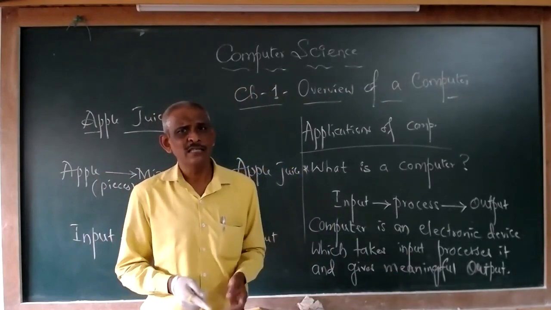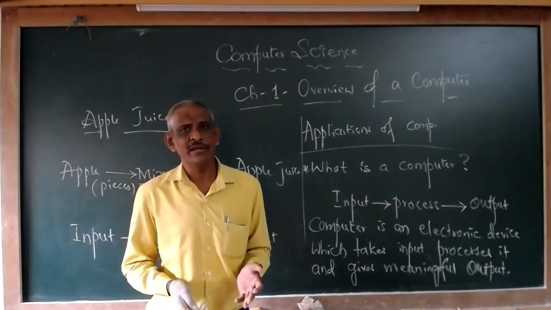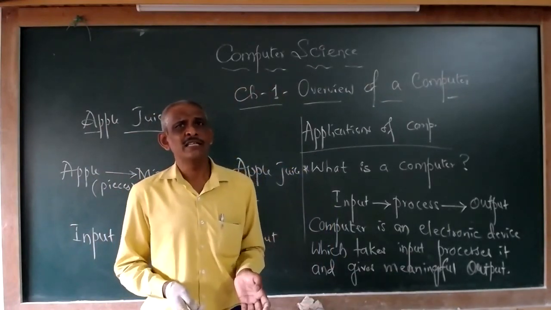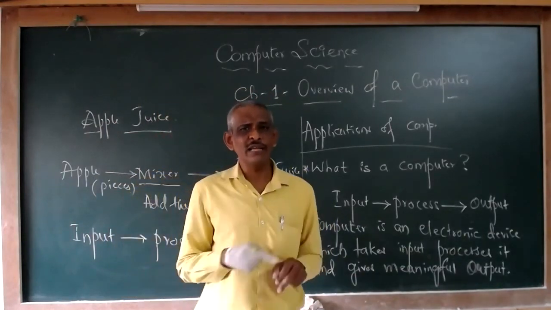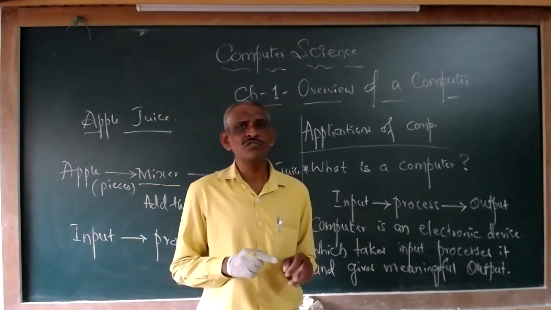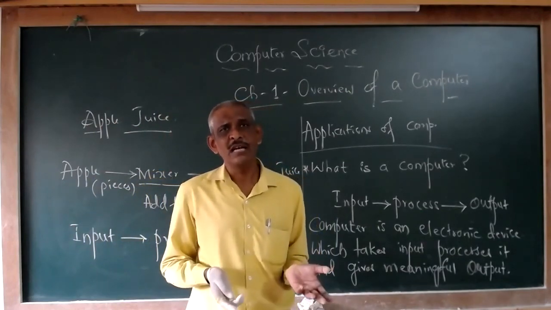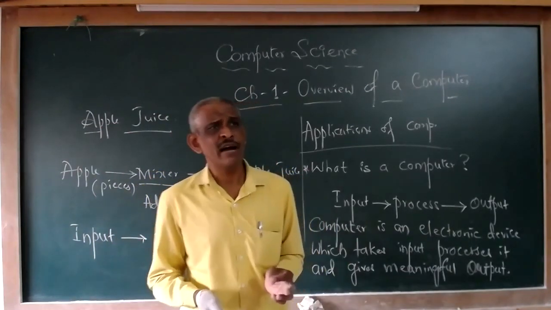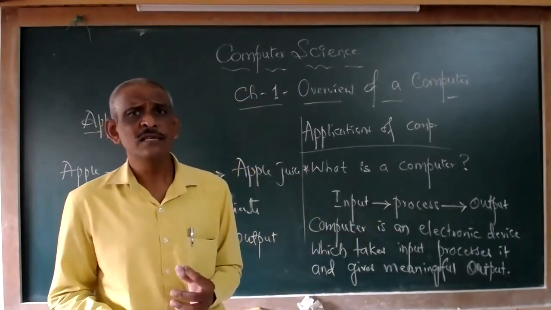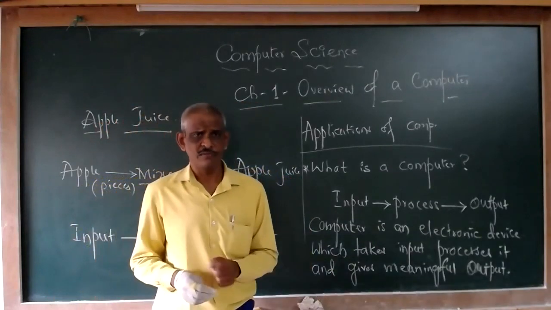Then you all know that computers have a huge memory, right? It is used for storage, it stores. Then the computer has a monitor which is used to display the information, and one more device is there, that is a printer. That device is used to print the information, right?